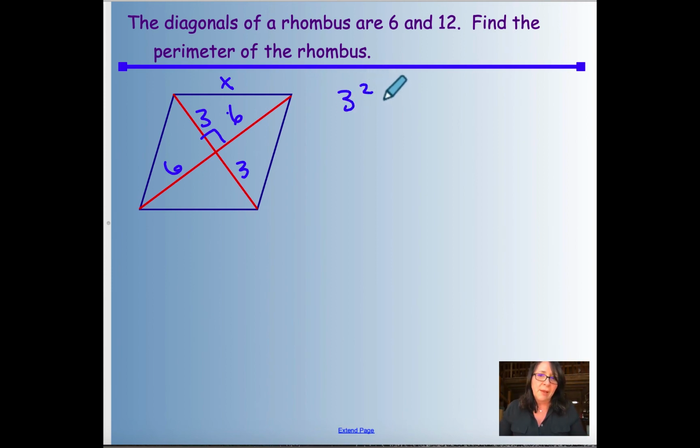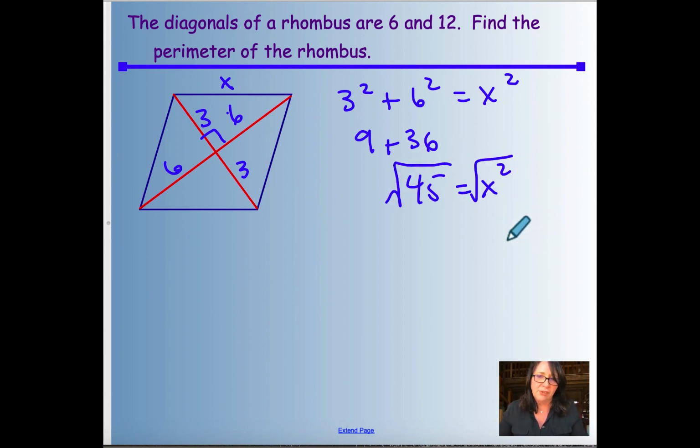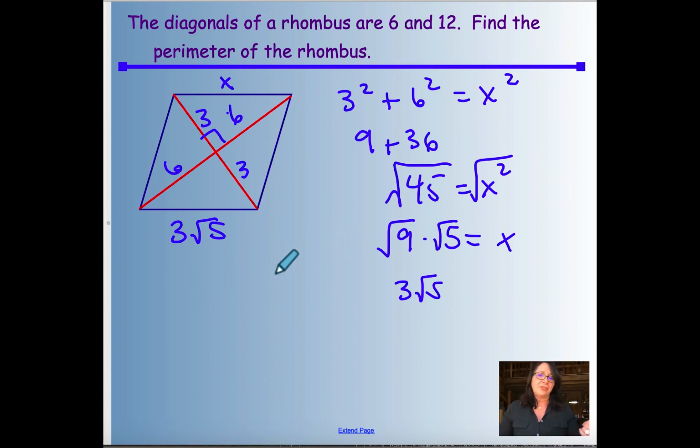3 squared plus 6 squared equals that side squared. So I have 9 plus 36, which is 45, is equal to x squared. So I'm going to square root both sides, and when I do that, I get x equals the square root of 45, which breaks down to the square root of 9 times the square root of 5, which is 3 root 5.